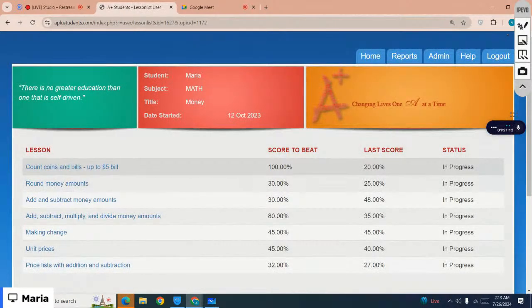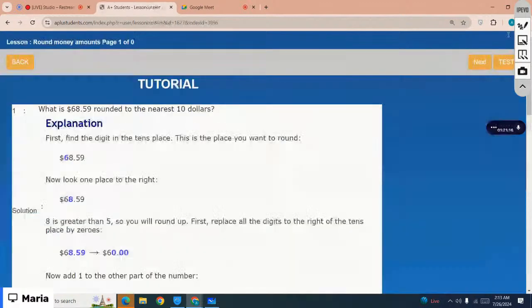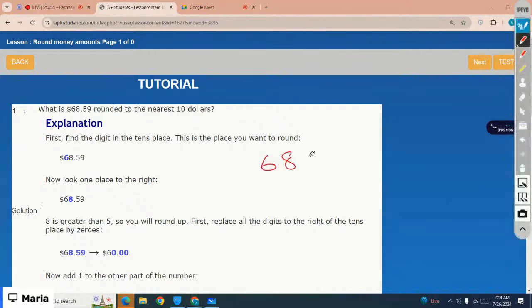And the next lesson is round money amounts. Let's just start with the lesson. Okay, the first one: what is 68.50 rounded to the nearest $10? So you need to round it to the nearest $10, right? So how do we round off? That's exactly the same as you round off decimal numbers, right? So just look at the first digit right after the decimal point, 5 it is, right?